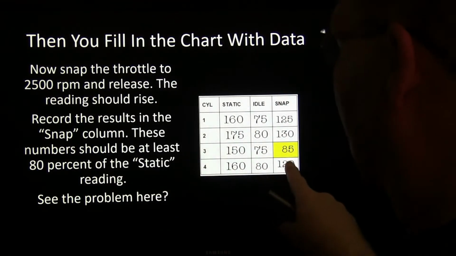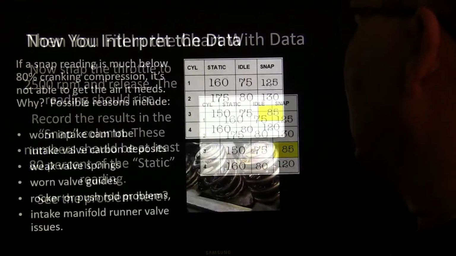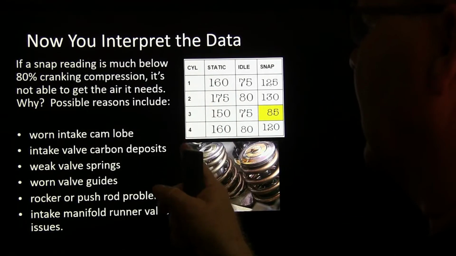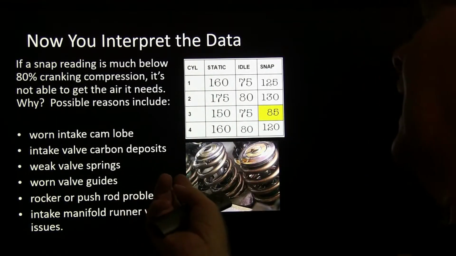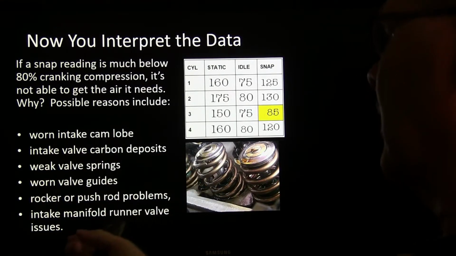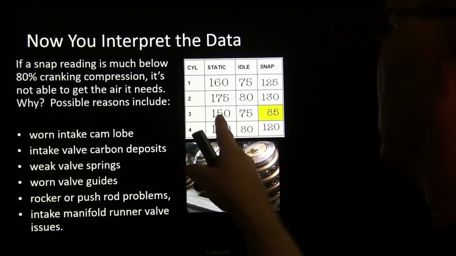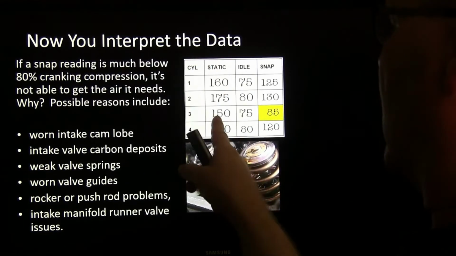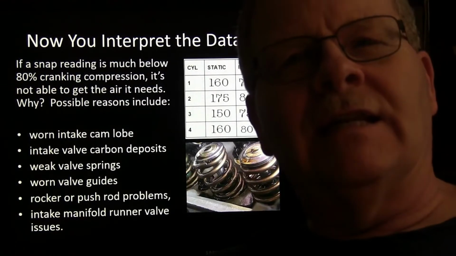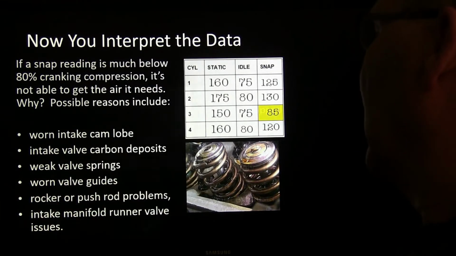But notice how this one here, I've got it painted yellow, is reading 85. You see a problem there. Alright, so if the snap reading is below 80% cranking compression, it's not able to get the air it needs. Worn intake cam lobe, intake valve carbon deposits, weak valve springs, worn valve guides, rocker push rod problems, intake manifold runner issues. And so basically, if one of them's low, you notice how nothing really showed up static or idle until you did the snap. That's giving you information you didn't have before you did this. It's really important to recognize just how solid that is.